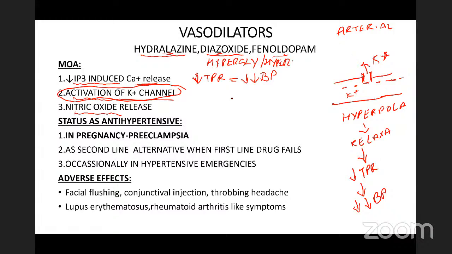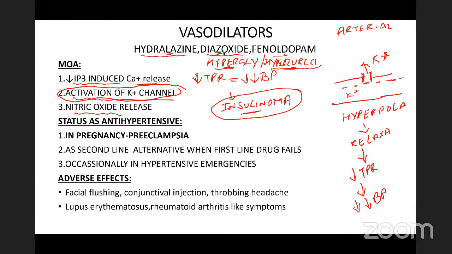Diazoxide is mainly used in the treatment of insulinoma, because there will be increased production of insulin that produces hypoglycemia. Diazoxide decreases the release of insulin from the beta cells of the pancreas by activating the potassium channels in the beta cells. So there will be decreased insulin release, which is used in the treatment of insulinoma, and it produces hyperglycemia and hyperuricemia. This is diazoxide.